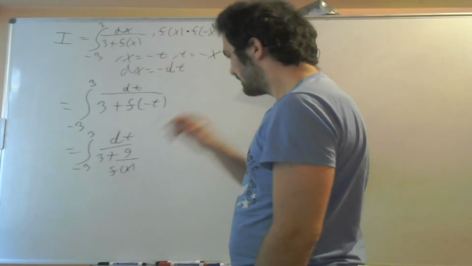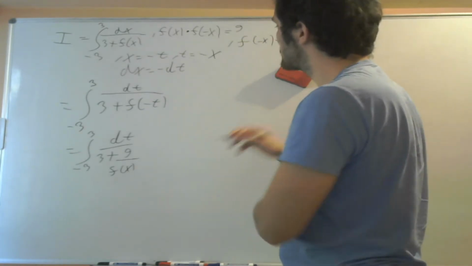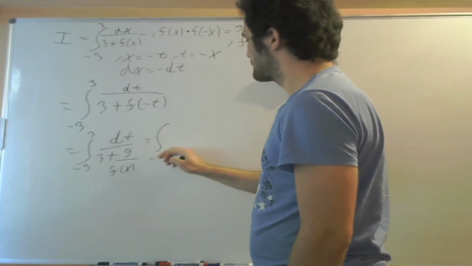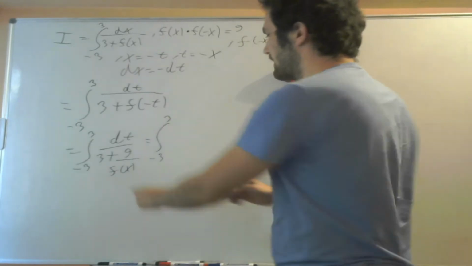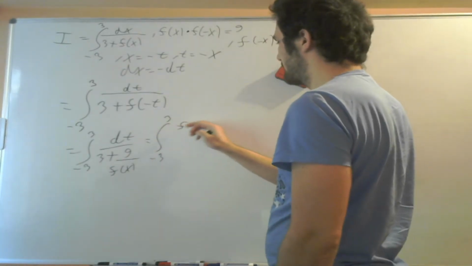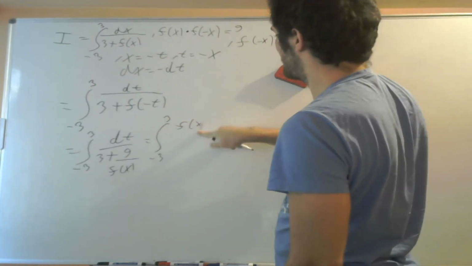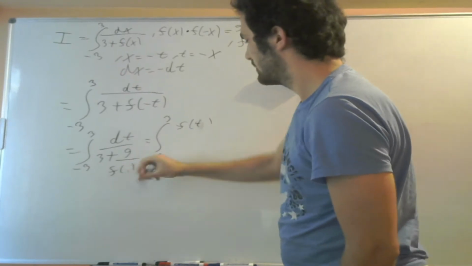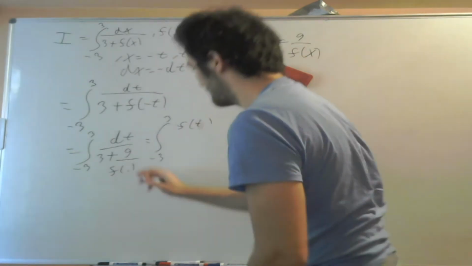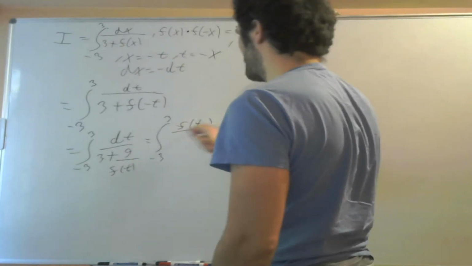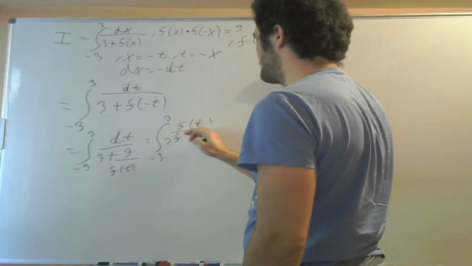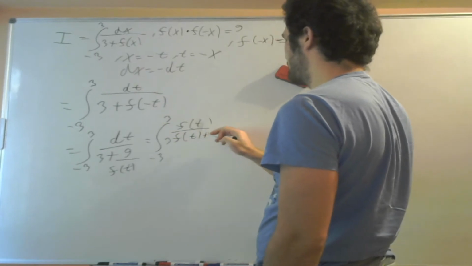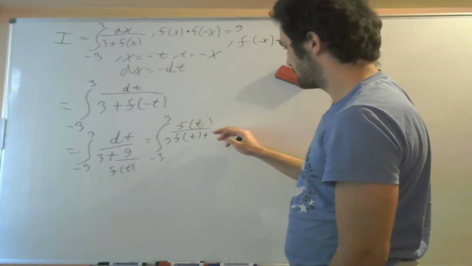When we solve for this, what do we get? From negative 3 to 3, f of x goes up. We will have f of t, sorry. f of t over 3 f of t plus 9.